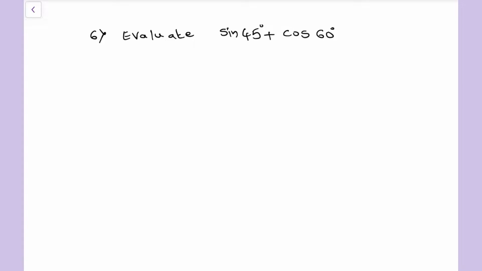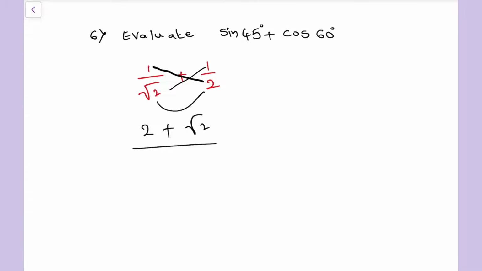Evaluate the value of sine 45 degrees plus cos 60 degrees. Sine 45 is 1 by root 2, plus cos 60 is 1 by 2. Here again both the denominators are different, so we need to do cross multiplication, right? 1 2s are 2, plus 1 into root 2, divided by root 2 into 2, which is 2 root 2.